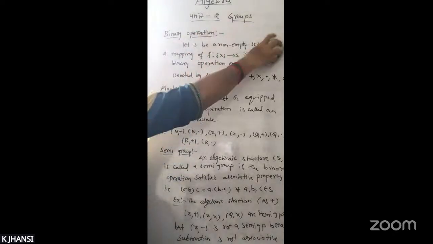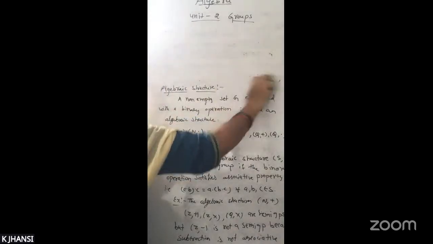But (Z, −) is not a semi-group, because subtraction is not associative. Therefore, with respect to subtraction, it is not a semi-group. You can check with the help of an example also: if you take any three numbers and apply the associative property with respect to subtraction, we see that the associative property is not satisfied.